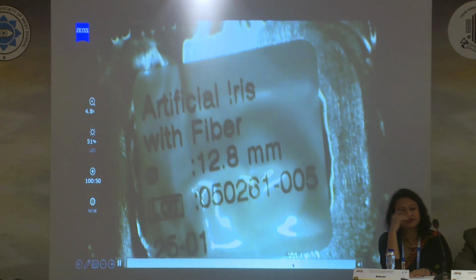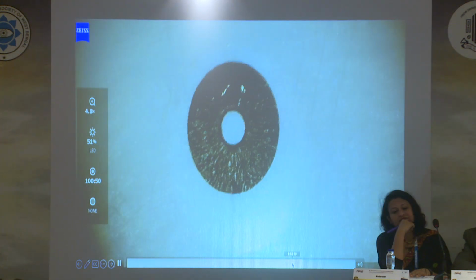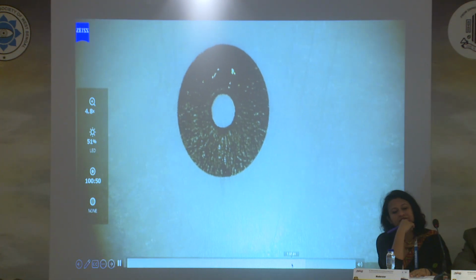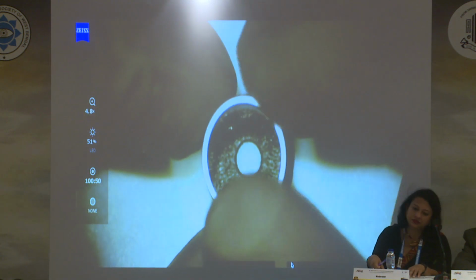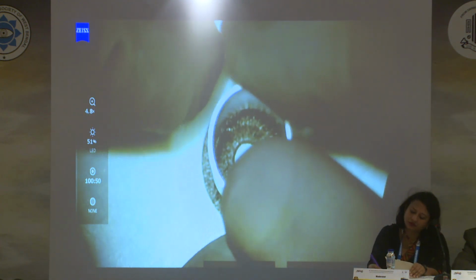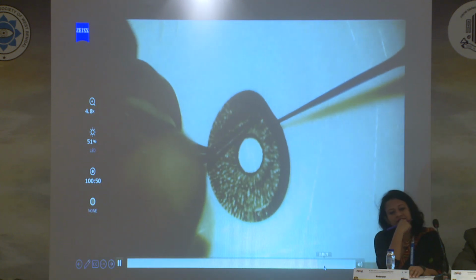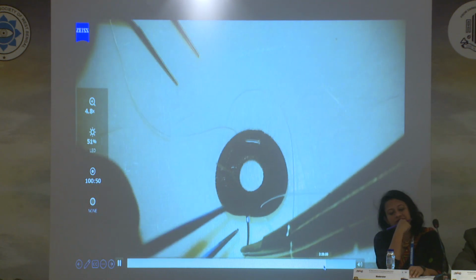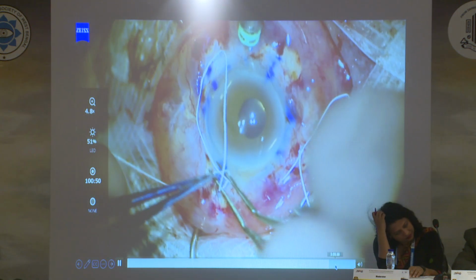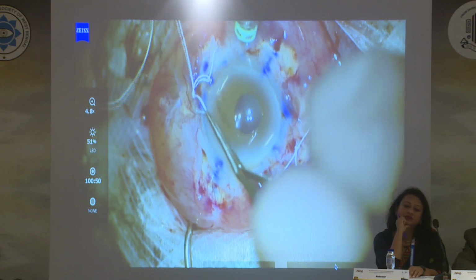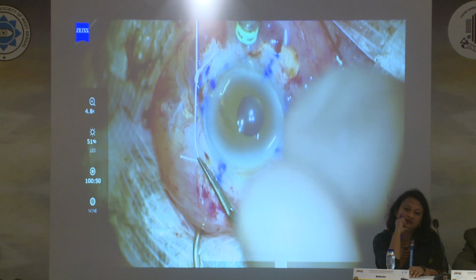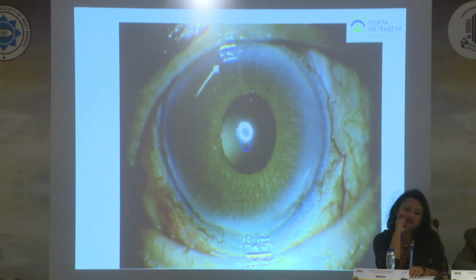Here comes the artificial iris with fiber. 1 millimeter is subtracted from the white to white measurement of the patient. It is refined using a corneal trephine, and the iris is separated. Again, Gore-Tex suture is passed through this, and in the same way the iris is implanted anterior to the lens. So this was a 3-month post-op result.